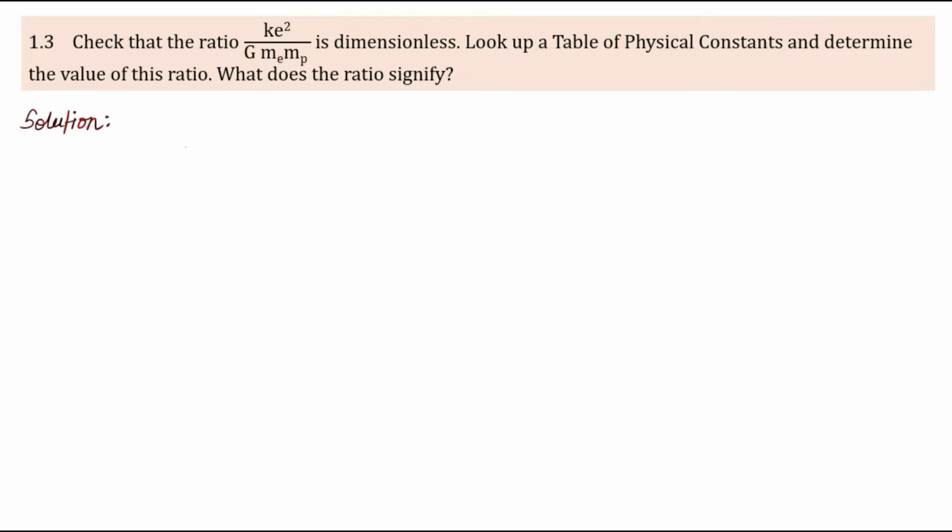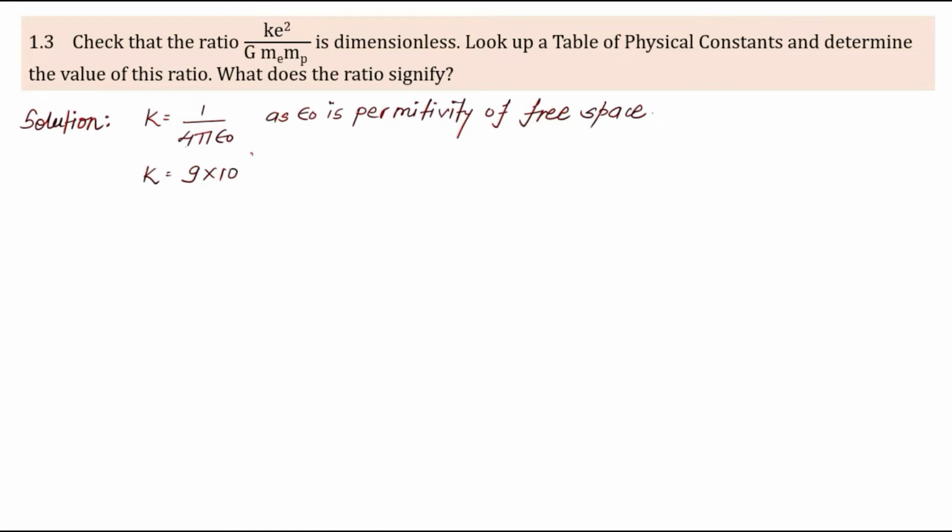So let's solve it. As we know, K is a constant, that is 1 upon 4 pi epsilon naught, and epsilon naught is the permittivity of free space, and its value, K value, is 9 into 10 raised to 9 Newton meter square per coulomb square.